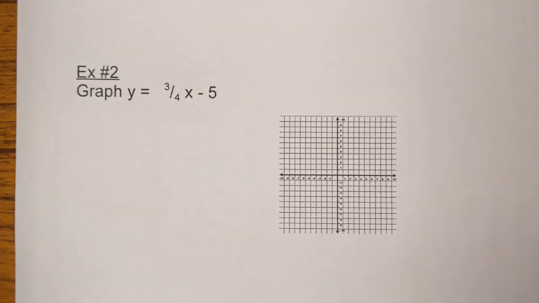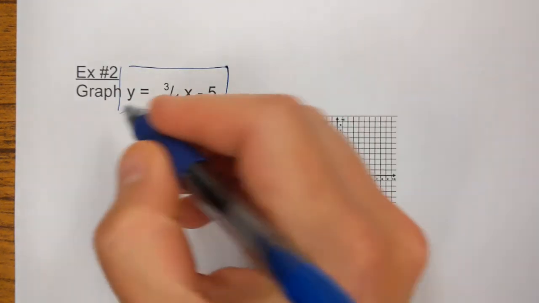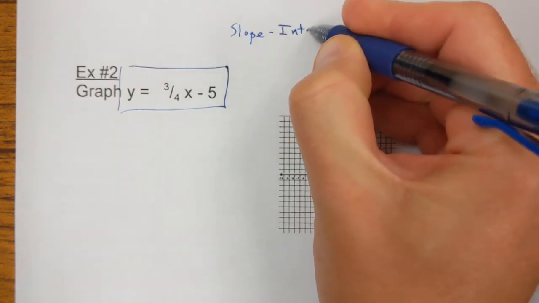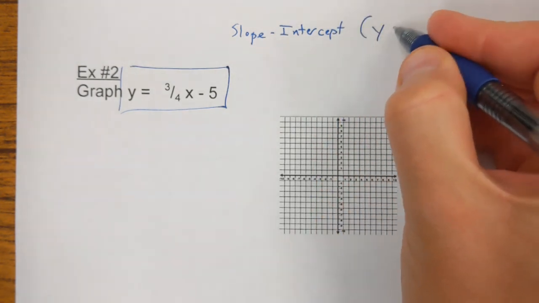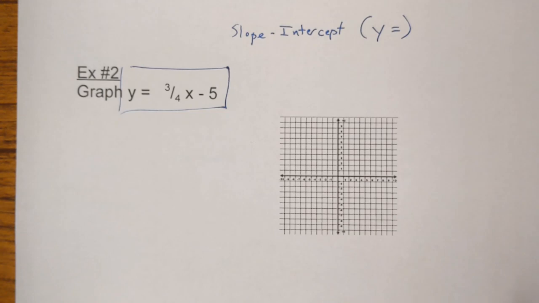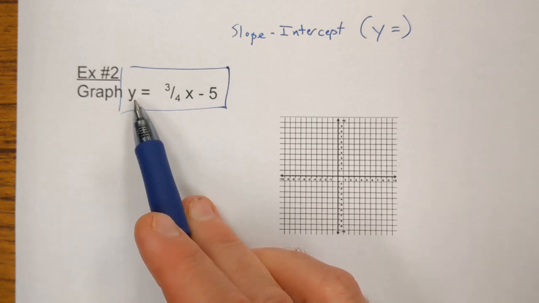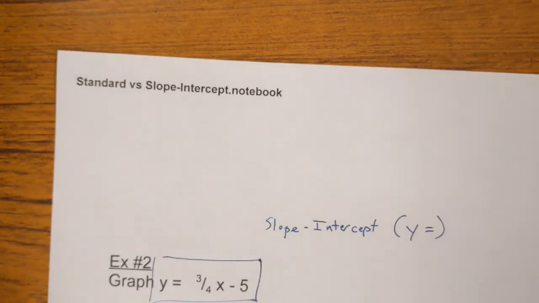So our first example looked at a line in standard form where the x came first, but our second example is going to now look at a line in what is called slope-intercept form, also sometimes called the y equals form, and that's because the y now comes first, and the y is all by itself. This equation literally starts off with a y equals, and then we can see that is a linear function. So let's look at the rule for slope-intercept form.